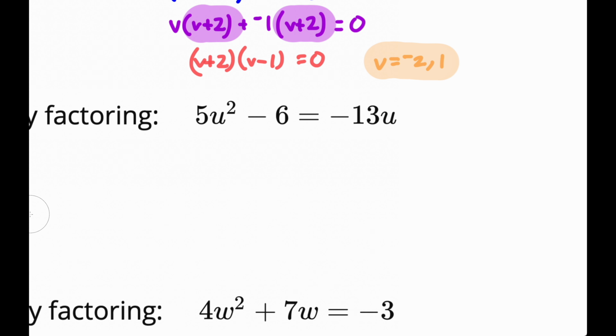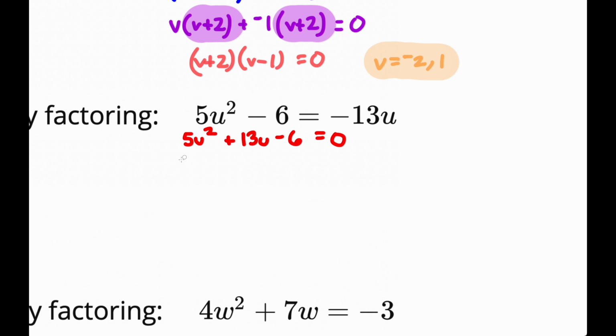All right, this next one, I'm going to rewrite it because it has to be in standard form, and right now it's not. So I'm going to add 13u to both sides. In standard form, it should be equal to 0, otherwise the factoring won't work. So I'm going to add 13u to both sides, and you end up with that red equation right there.